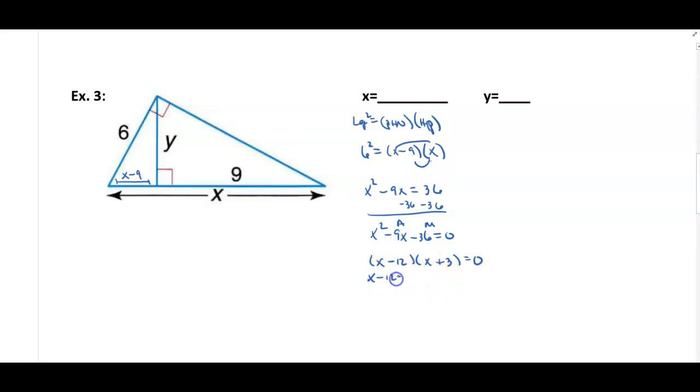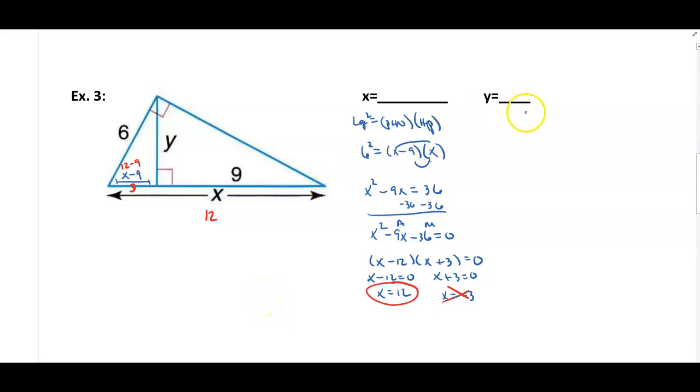Now, when I set these each equal to 0 to finish the solving part, this would give me 12, and this would give me negative 3. So right away, I know a segment cannot be negative, so that one doesn't make sense. So x is 12. Right now that tells me my hypotenuse is 12. This piece here would be 12 minus 9, which is now 3.